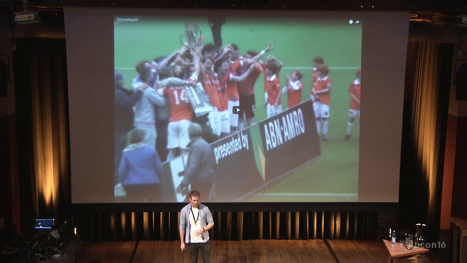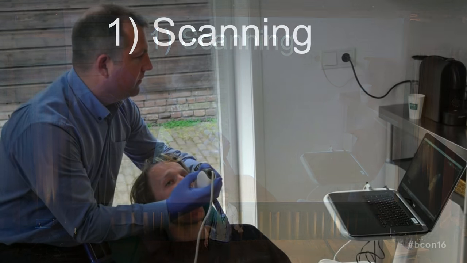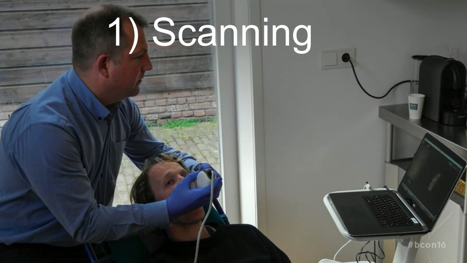So I want to step you through the process of making our first prototype mouth guard. And it's 5 steps. So let's start at the beginning. We start with the athlete. We want to make mouth guards fit perfectly to the athlete, so we want to make personalized mouth guards. So we start with a 3D scan of the teeth of the athlete.